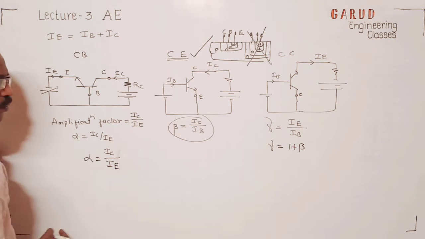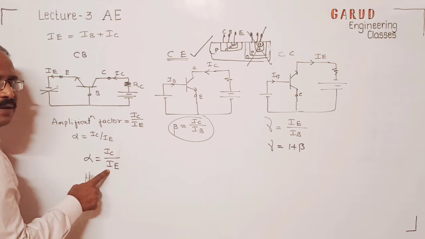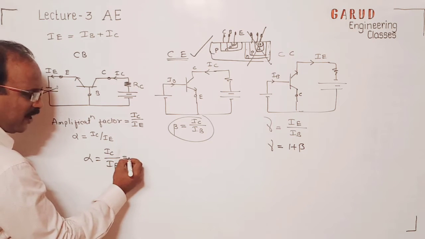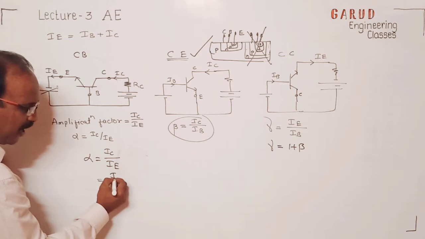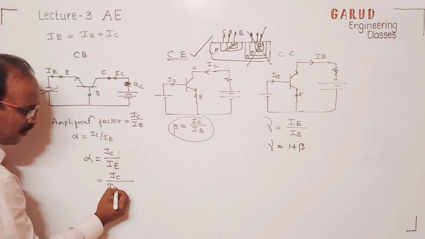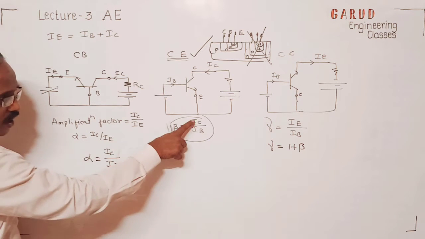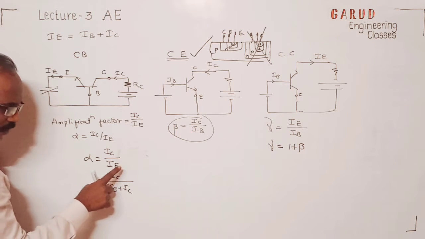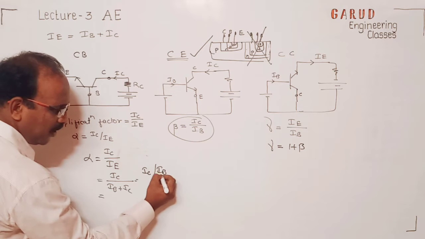Correct. But what do we want? We want IC upon IB. So we don't want I. I keep IC as it is. What is I? I is always IB plus IC. Then what do you want? IC upon IB. So divide both sides. Here we find IC upon IB.